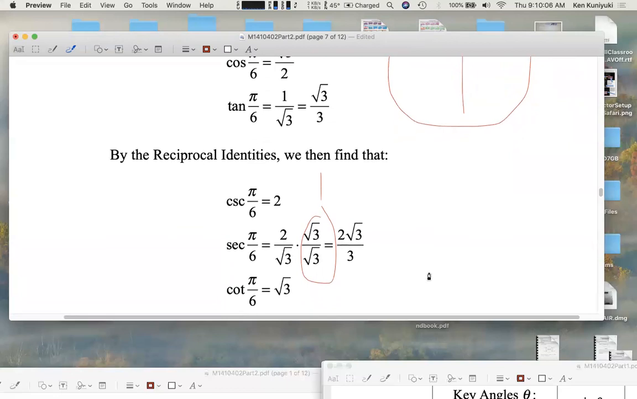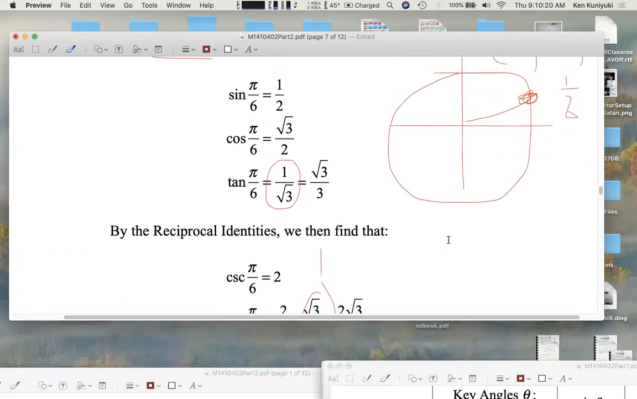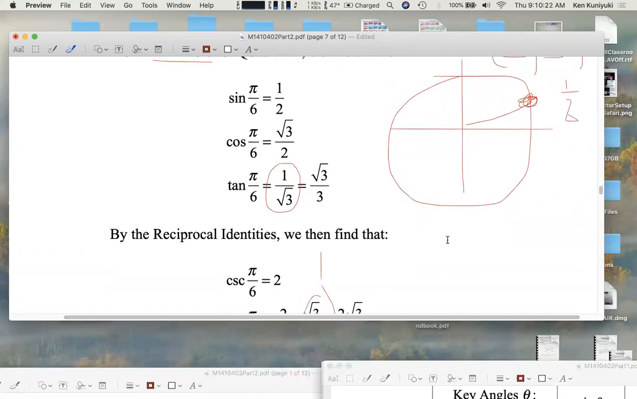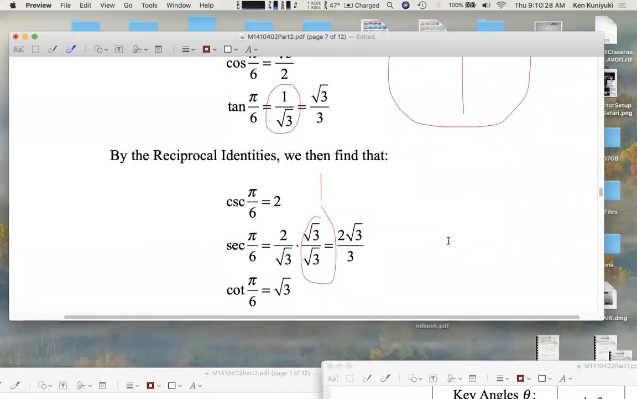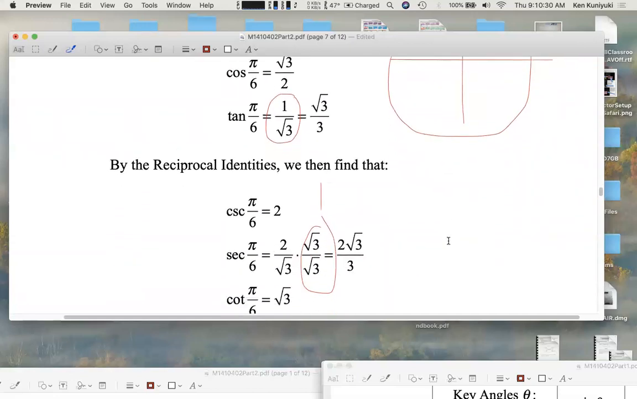Finally, for cotangent of pi over 6, we take the reciprocal of tangent of pi over 6. Actually, it's easier to flip that fraction. When you flip this fraction, you get root 3. So you should be able to figure out, or get from your table, the 6 basic trig values for pi over 6, the reference angle. You should be able to figure these out very quickly.